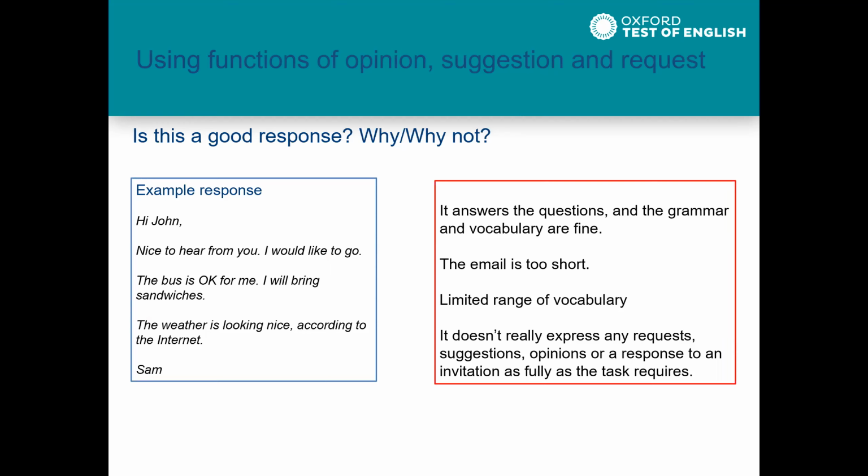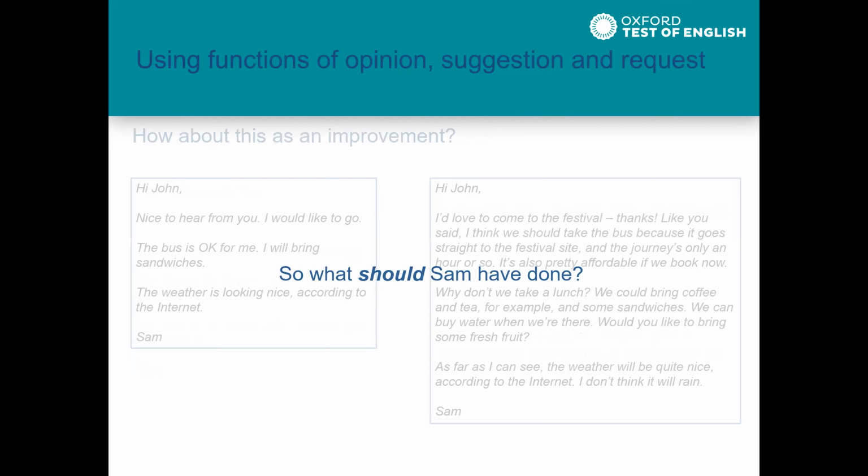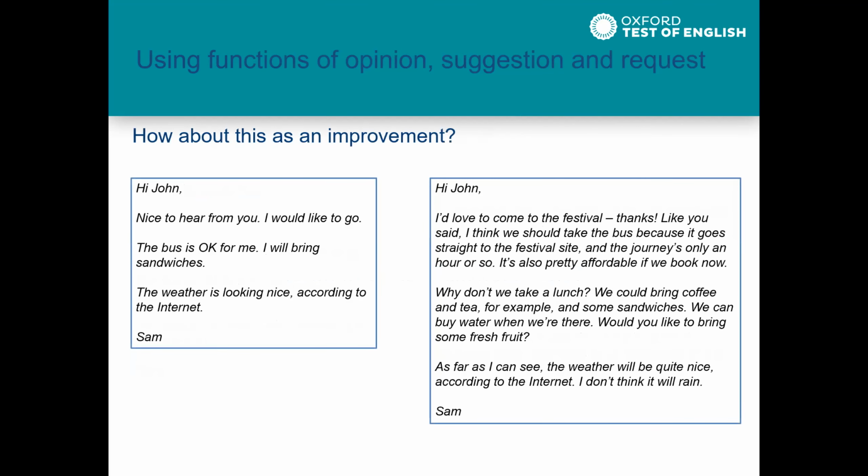What do we have here? Nice, here, like, bus, sandwiches, weather, internet. These are very basic words, and some of them, like bus, sandwiches, and internet, are even the same in Spanish. So this doesn't show your level. So here's my comment. It doesn't express any requests, any suggestions, any opinions, or any response as fully as the task requires. So if that's not very good, what should Sam have done? Well, here we are. There's Sam's original answer on the left, and this on the right. What do you think of this as an improvement?